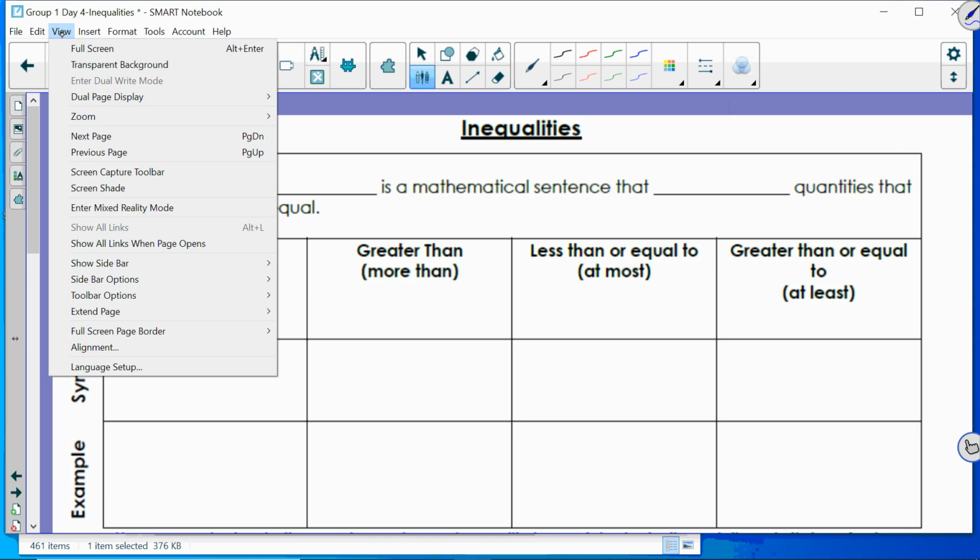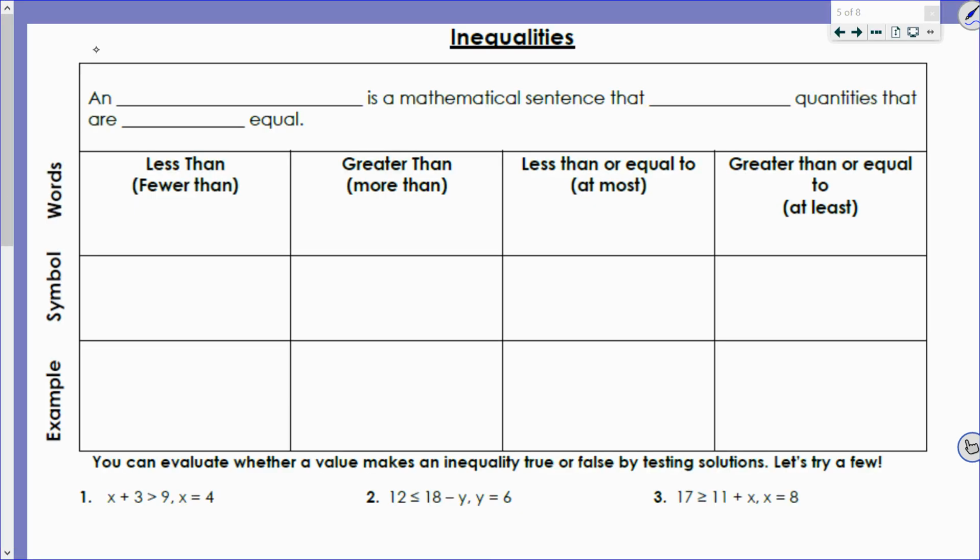So the last couple lessons, we've gone through all of the different ways in which we get equations, which are equal on both sides. Today we're going to take our next step, and we're going to talk about inequalities.